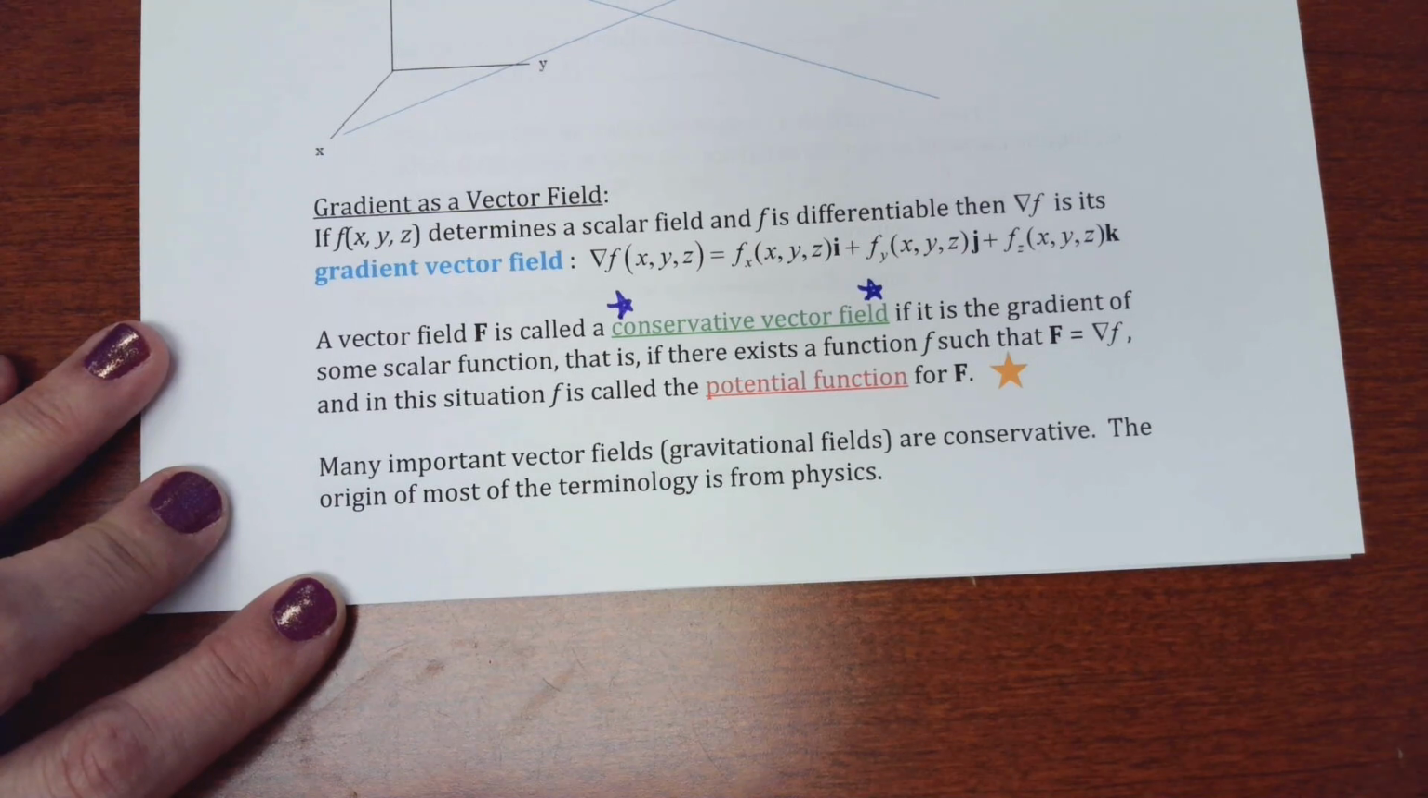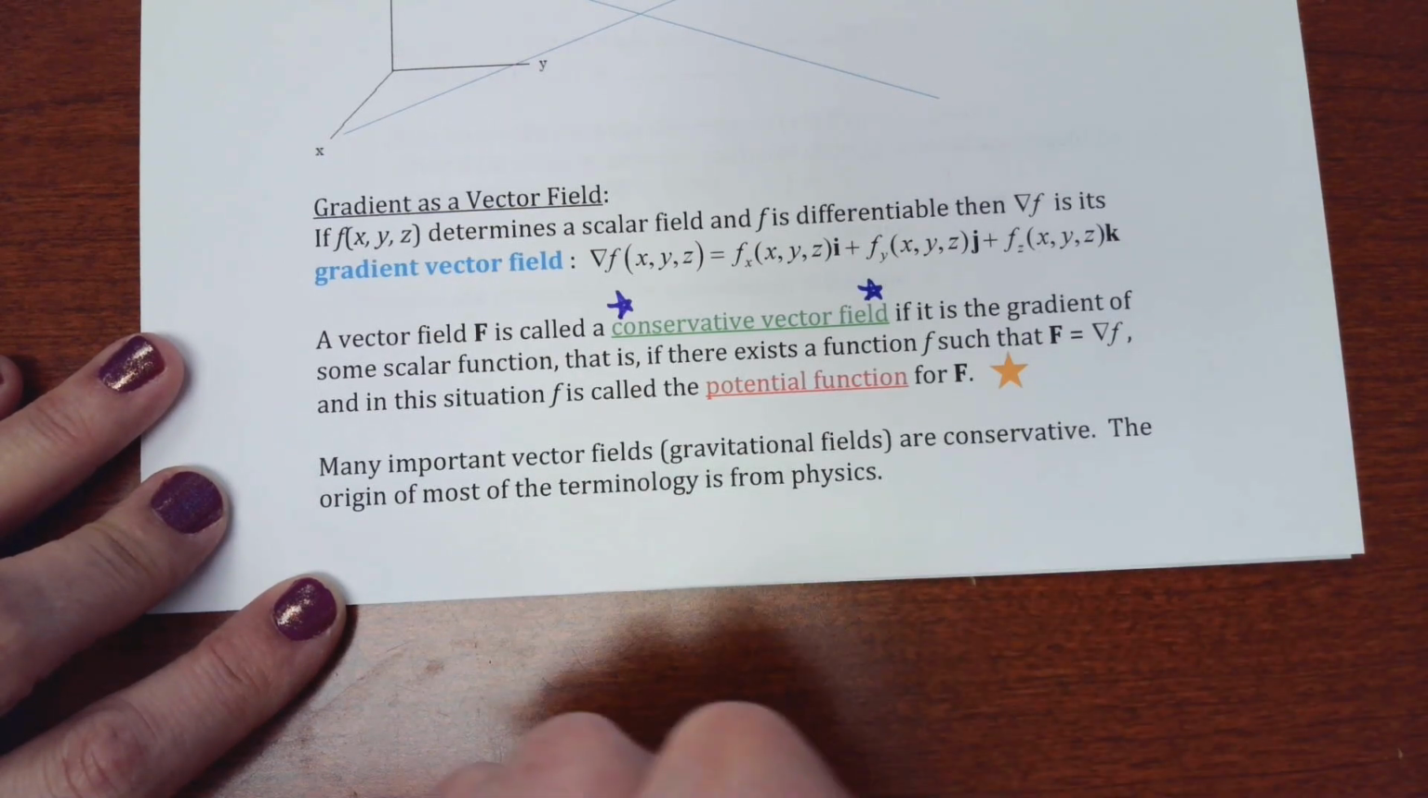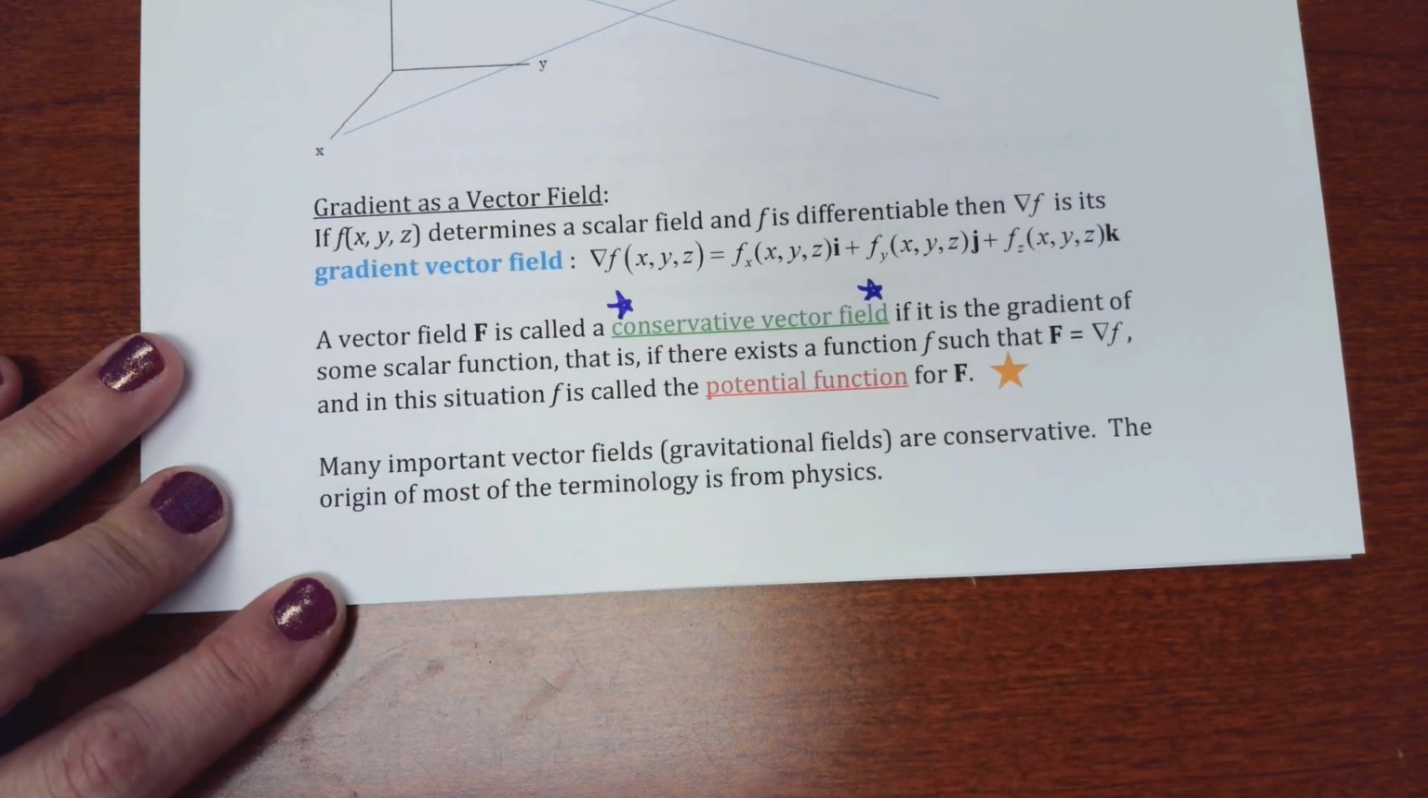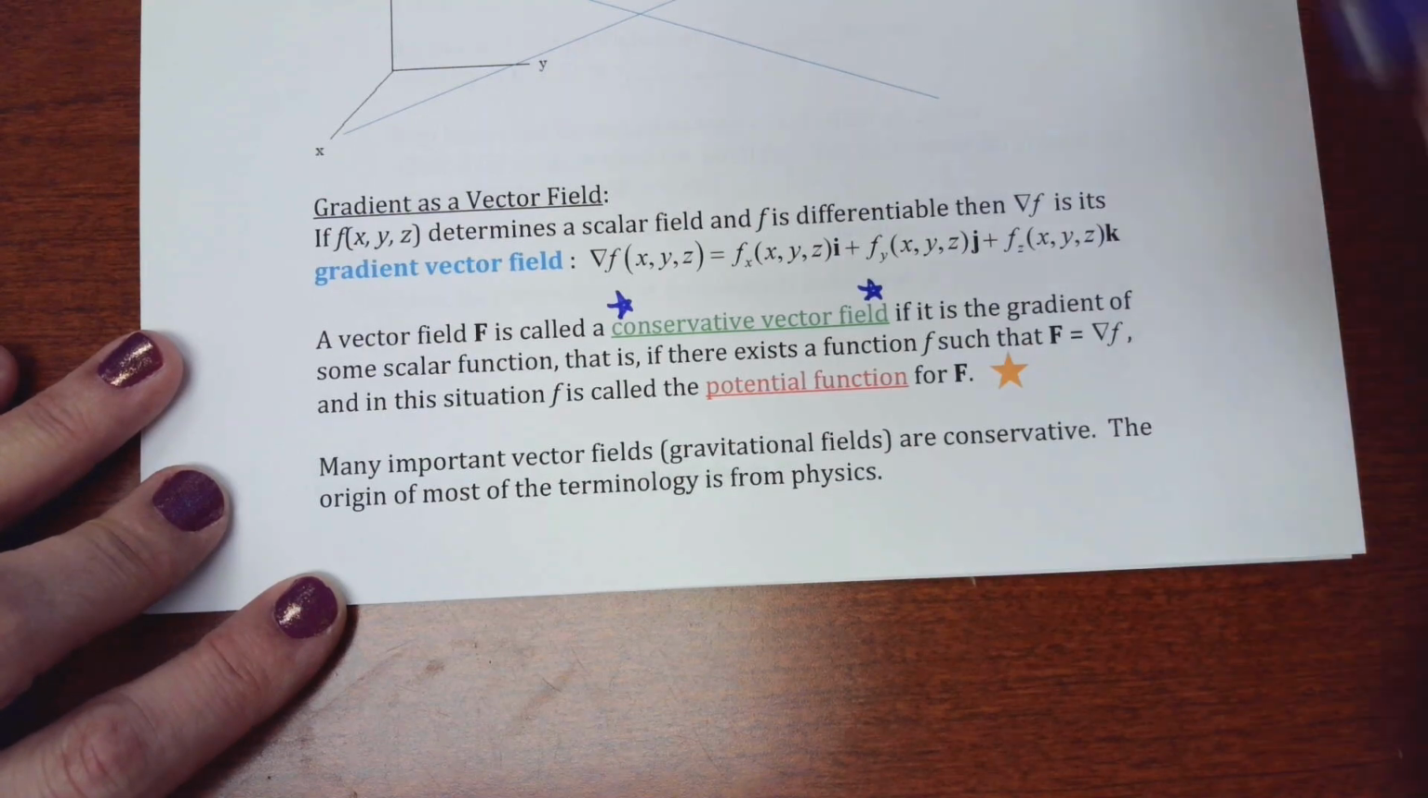So a conservative vector field is a vector field that comes from another one, that is the derivative of something else. It's someone's del f, someone's derivative, so there existed something before it that you took the derivative of to get it. That's called a conservative vector field. Many important vector fields like gravitational fields are conservative, and the origin of most of this terminology is from physics.